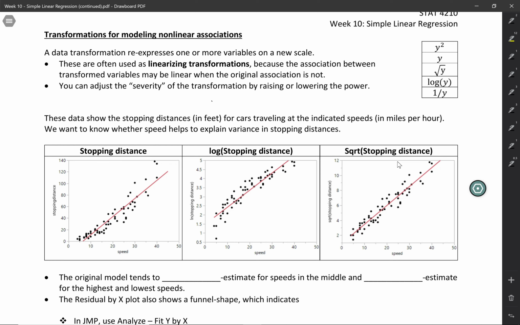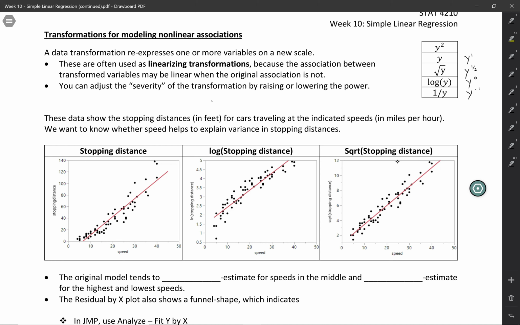You can figure this out with trial and error, adjusting the severity of the transformations by raising or lowering the power. I have them listed in order here: y squared. Below that would be just y, like y to the first power. Square root of y, that's like y to the 1/2 power. The log of y, sometimes we think of that as y to the 0 power. 1 over y would be y to the -1 power. So we can adjust along that ladder.